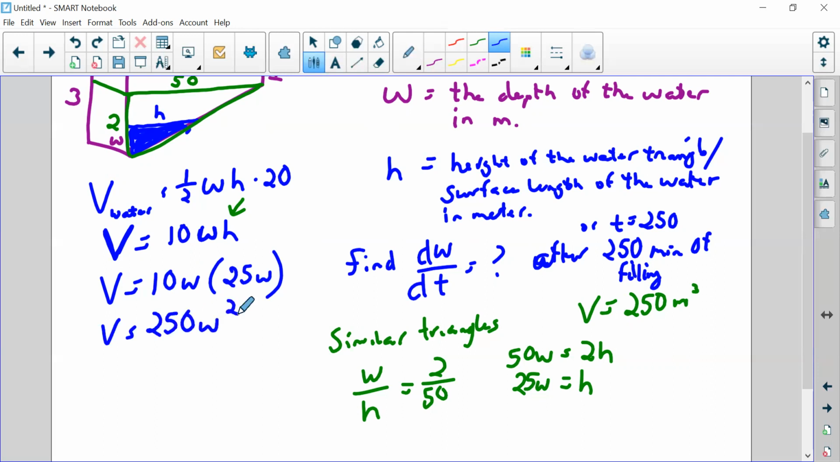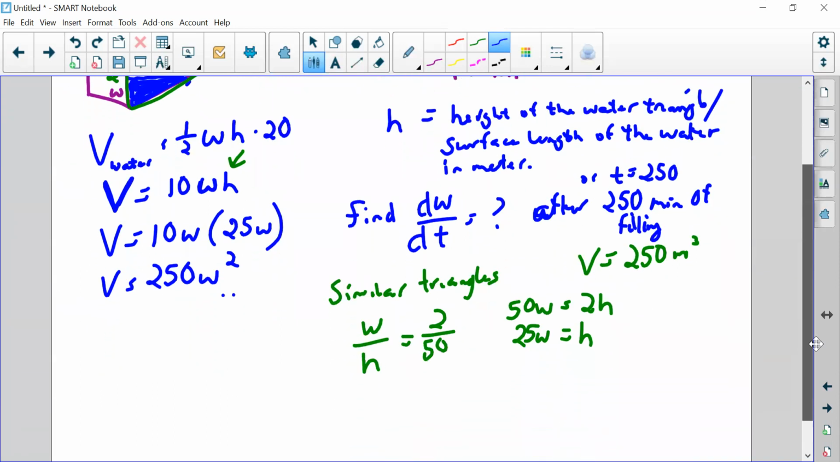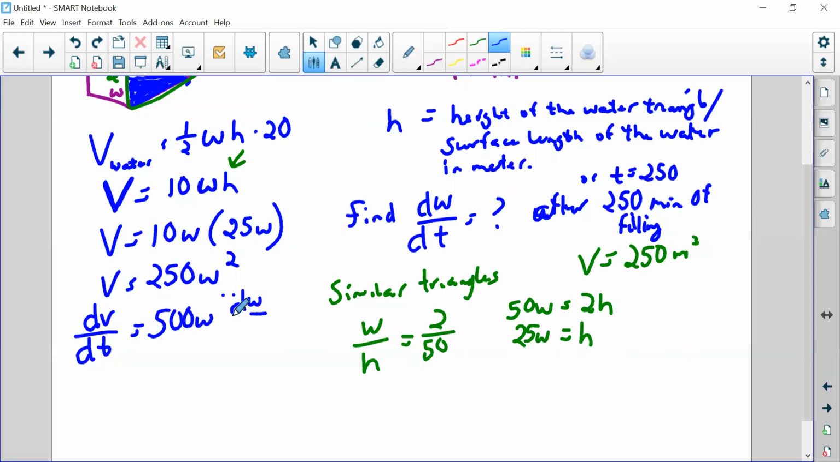Okay, so always rate of change. The rate I know and the rate I'm trying to find, we need an equation that relates those two variables, and that's what we got. We're relating our V variable to our W variable. So that means I'm ready to differentiate. Okay, what's the derivative of V? dV/dt equals the derivative of 250W squared, 500W times dW/dt.